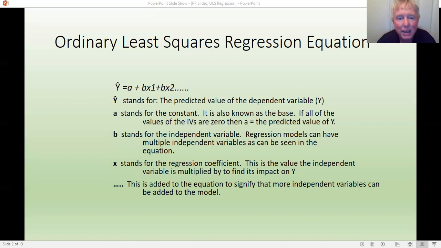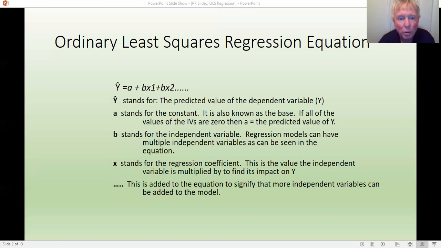Okay, B stands for the independent variables in a regression. So regression models can have multiple independent variables, as can be seen in this equation. It can have one independent variable, it can have several. But B stands for the dependent variable. X next to the B, or the independent variable, stands for the regression coefficient. This is the value the independent variable is multiplied by to find its impact on Y.